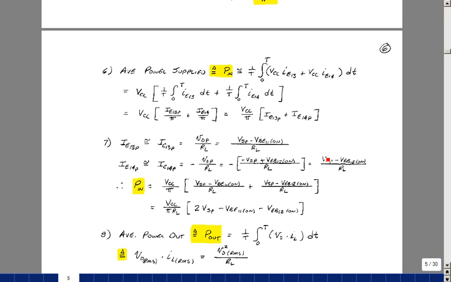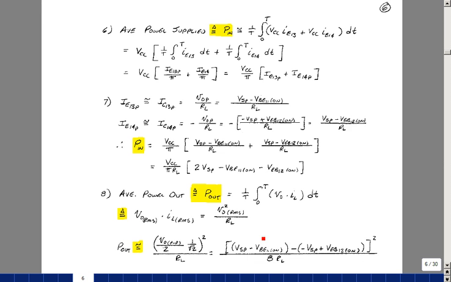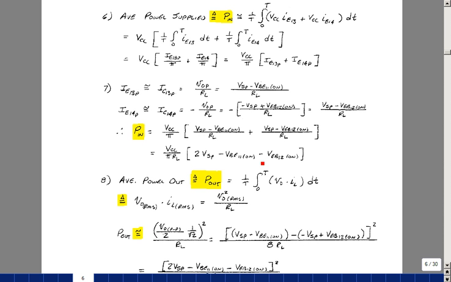So we can put this in now for these values, here and here. Pull out the R sub L, and we can add the fact that we've got twice the input peak, which is really the peak to peak of the input, minus the two drops across the emitter base and base emitter of the NPN and PNP. Same definition for the power out.